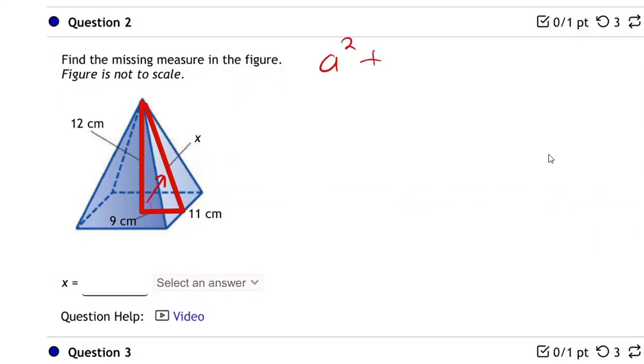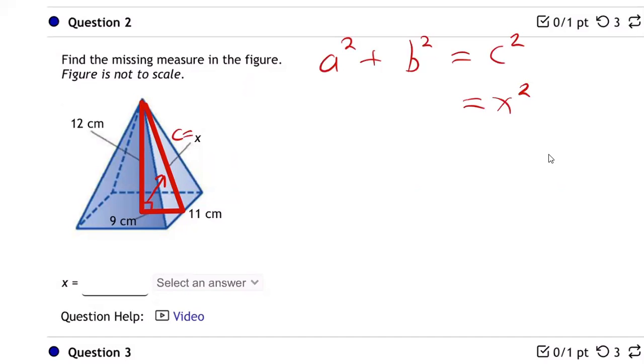So I'm going to use a squared plus b squared is c squared. The Pythagorean theorem, you can use that anytime you have a right triangle, a right angle. The important thing is to identify which one is the C. The C is always the longest side, the side across from the right angle. So this is the C. Sometimes the C is the X, sometimes it's not.